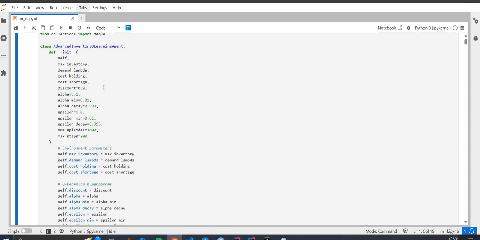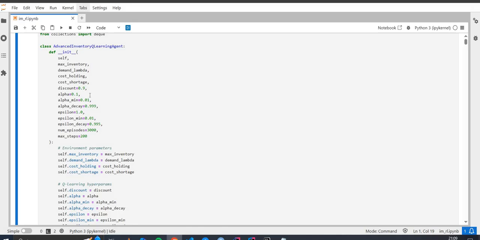And we have the learning parameters for Q-learning, and these are what determine how the agent balances exploration, trying out different strategies, and exploitation, sticking with what it has learned works best. Discount is set to 0.9, which means the agent values future rewards almost as much as immediate ones.